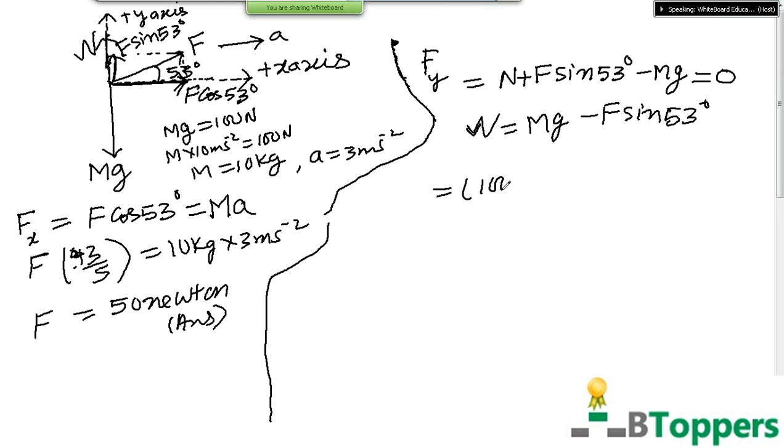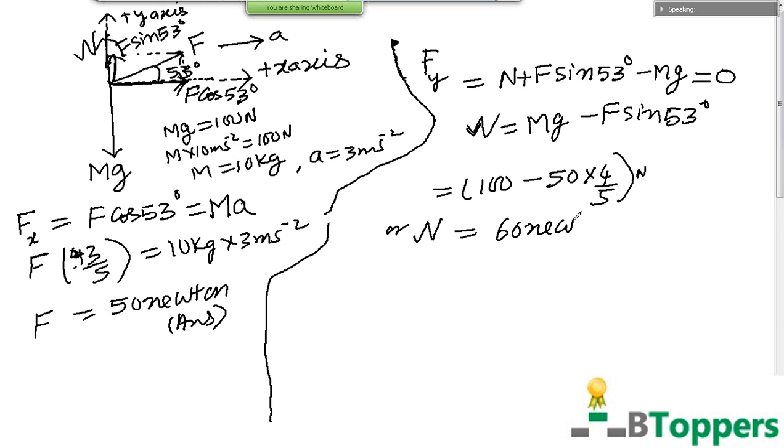The weight mg of the block is given as 100 newtons. We got F equal to 50 newtons. Sin 53 degrees equal to 4 by 5. So if you simplify this, you get magnitude of the normal reaction force on block by the floor, 60 Newton. Answer is 60 newtons.